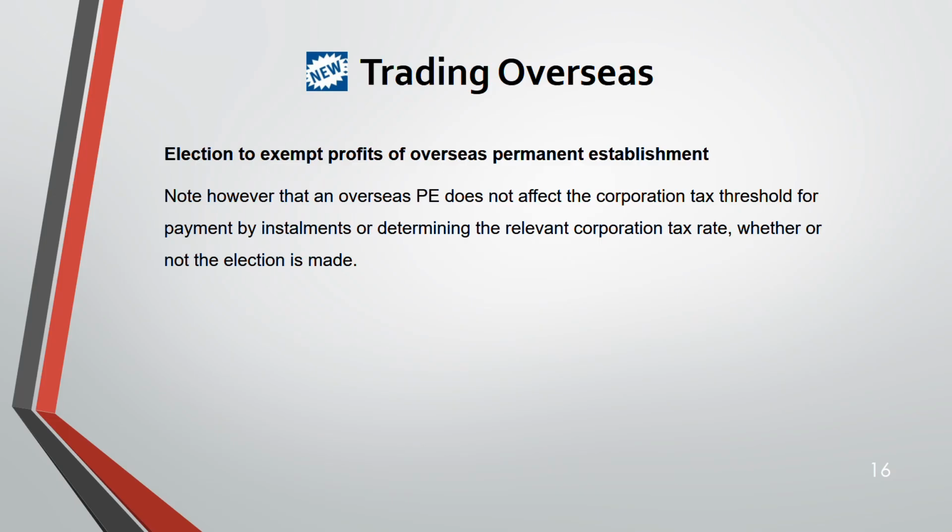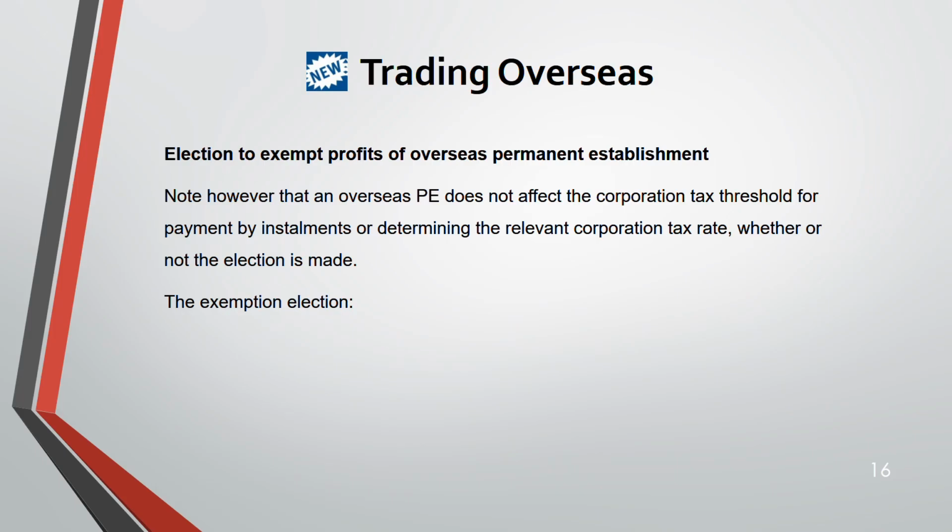However, the overseas permanent establishment does not affect your corporation tax threshold for payment by installments or payment by 9 months 1 day. Does not affect. Or even in determining the corporation tax rate, your permanent establishment will not have an impact, whether you make the election or you don't make the election.